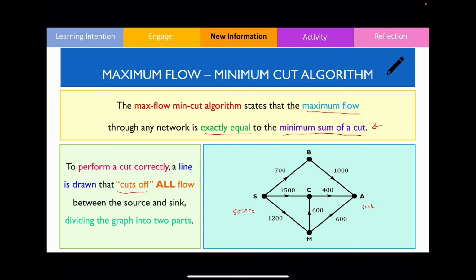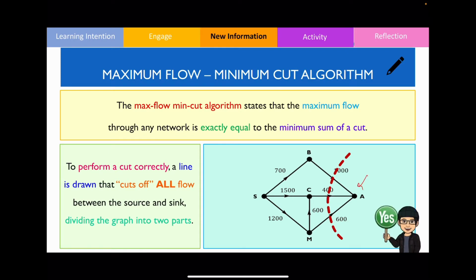Now, if I draw a cut correctly, it will prevent the water flow, or the income or the material, from reaching the sink. One of the ways that I could draw a cut is by drawing a line like this, and a cut like this will prevent any flow from reaching the sink. So this is a valid cut. Another example of a valid cut for this particular diagram is shown over here. If I do it like this, notice again that this will prevent any of the water flow from reaching the sink. So that's another valid cut.